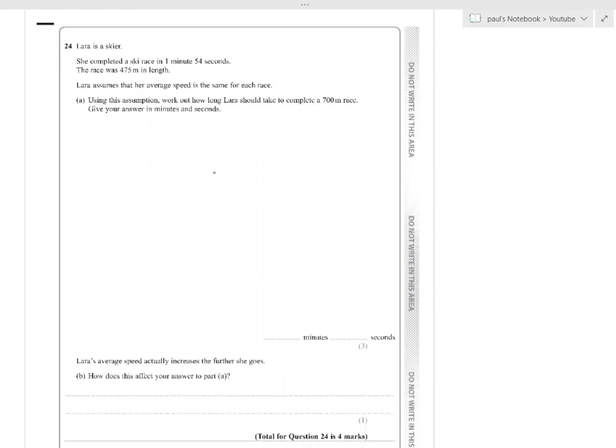Now, Laura is a skier. Oh, goodness me, Laura. Got to take care. She completed the ski race in 1 minute 54, and the race was 475 metres in length. Laura assumes her average speed is the same for each race. Using the assumption, work out how long Laura should take to complete a 700 metre race.